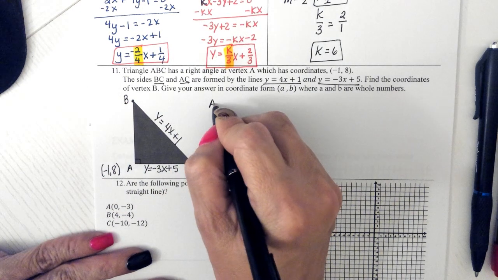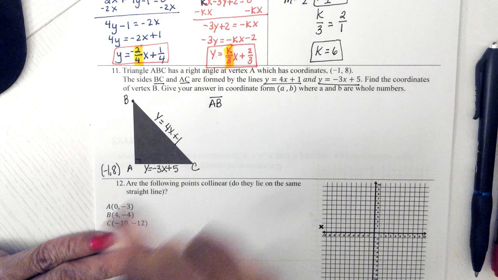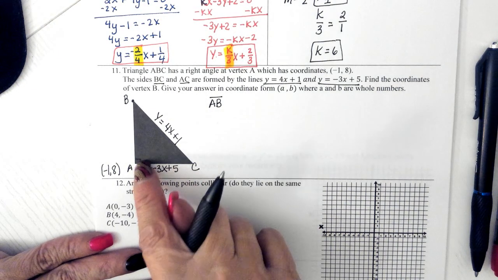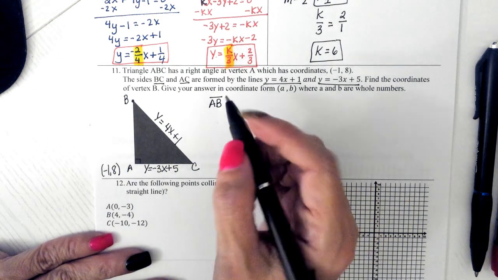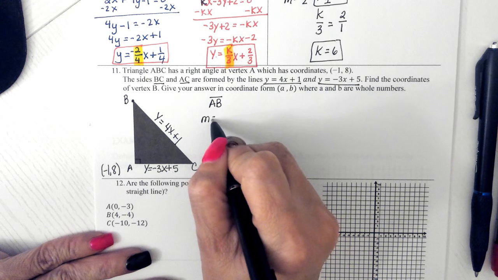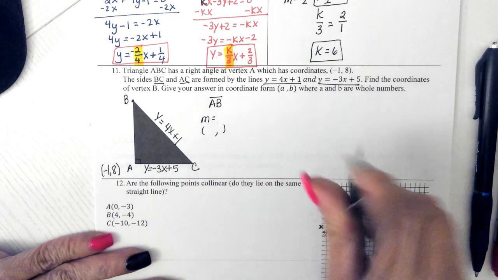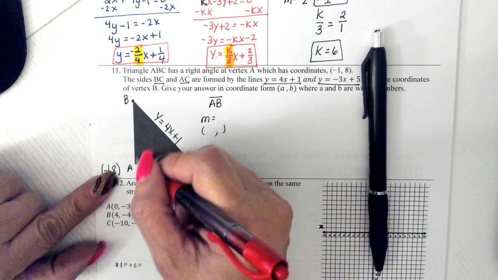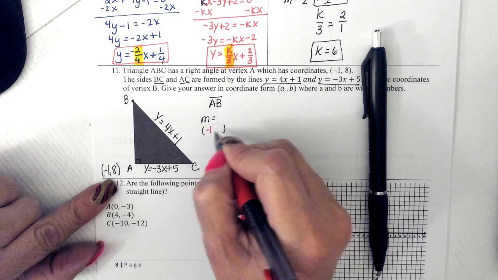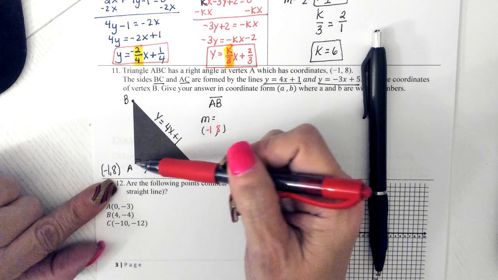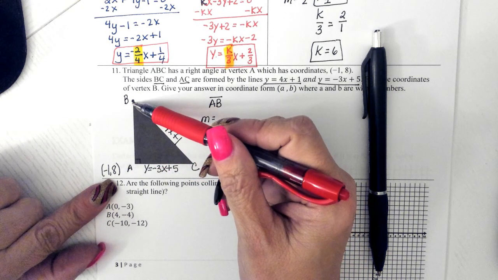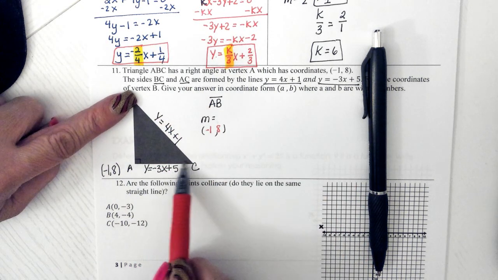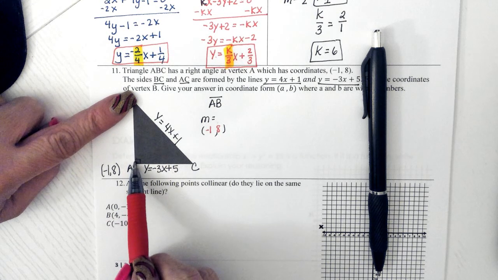So let me do this. Here's what I know. I'm going to write an equation for line AB. To write the equation of a line, I need the slope and I need a point. Do I have that? Yes, I do. The point on this line that I know is -1, 8. The slope of this line, well, these two lines are perpendicular.